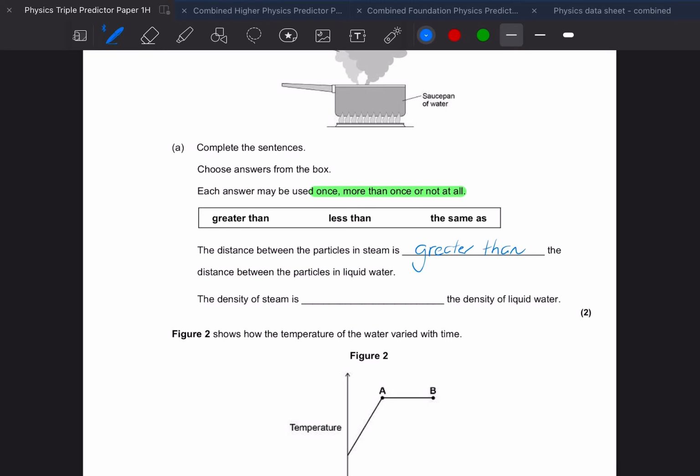The density of steam is something the density of liquid water. So let's have a look. Steam is a gas. It's like this. And liquid water is going to be random like this. So this one's going to be more dense. This one's going to be less dense. So the density of steam, which is this one, is less than the density of liquid water. Always read it back. So the density of steam is less than the density of liquid water. Absolutely.